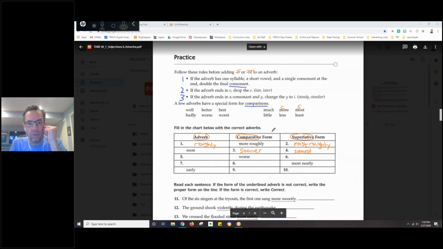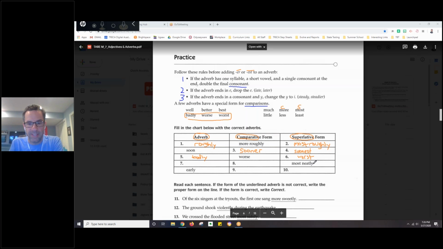Okay, so hopefully you filled out 5 through 10. If not, then just follow along with me. Number 5, I hope you noticed, is right here. They give you worse, so the adverb is badly. That's bad writing, but you know what I mean. Badly, worse, and then worst. These adverbs have a special form for comparisons. That's the only reason why they look kind of weird, because it's special.